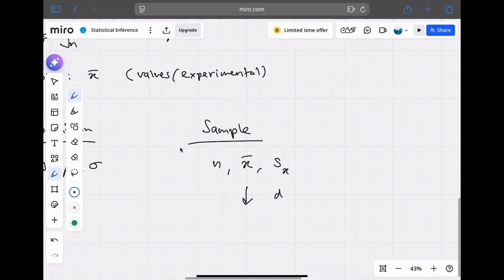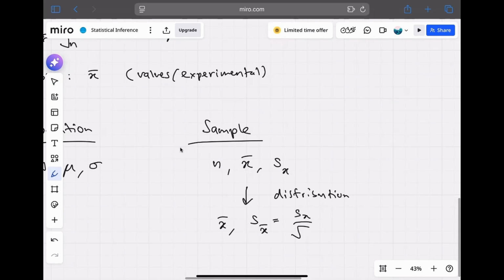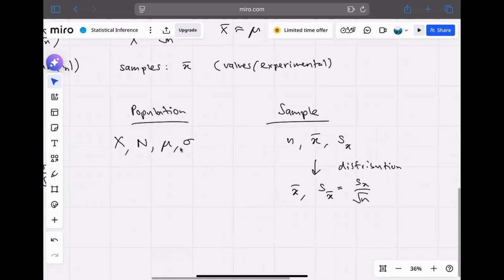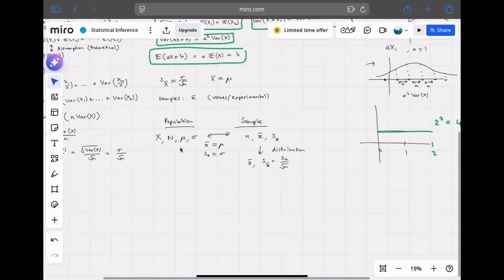And then when we take the distribution of this, remember these values refer to a single sample. And then when we analyze its distribution, the mean will stay the same, right? But then the standard deviation of this will be the sample s divided by root n. Again, here we assume that our sampling methods are good enough so that the sample mean is roughly equal to the population mean, and the standard deviation of the sample is roughly equal to sigma. So this is the gist of it.